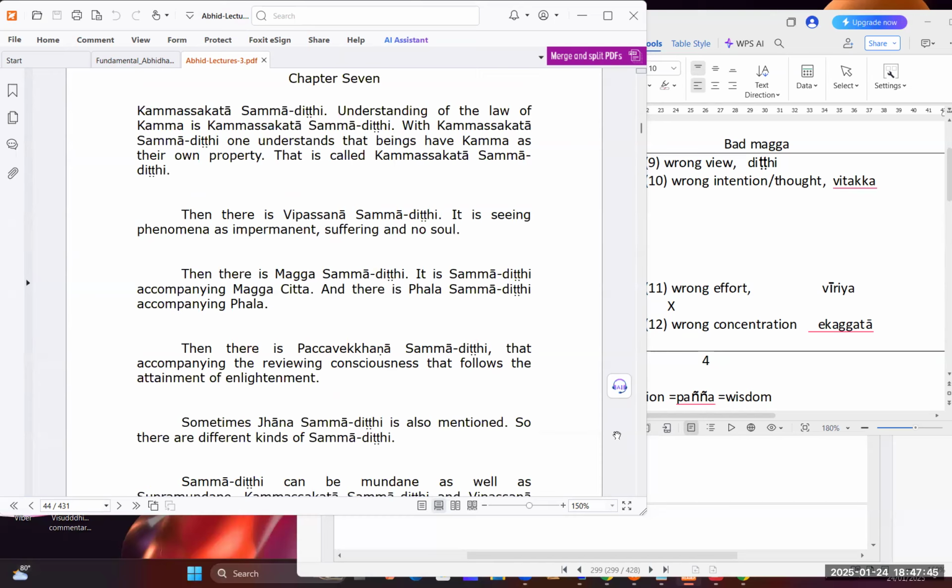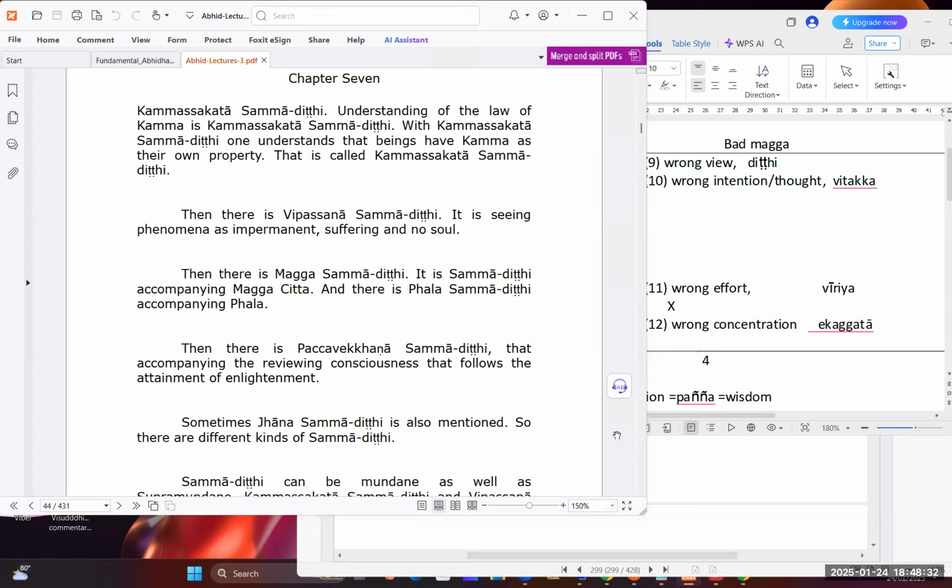Chapter 7, Karma Sakata Samaditi. Understanding of the law of karma is Karma Sakata Samaditi. With Karma Sakata Samaditi, one understands that beings have karma as their own property. That is called Karma Sakata Samaditi. Then there is Vipassana Samaditi. It is seeing phenomena as impermanent, suffering, and no soul. Then there is Magga Samaditi. It is Samaditi accompanying Magga Citta. And there is Phala Samaditi accompanying Phala.